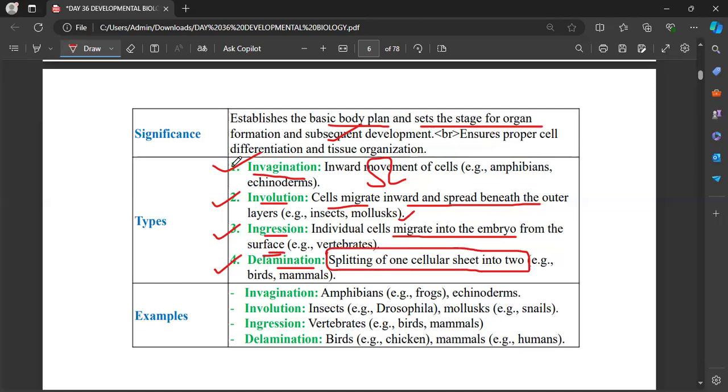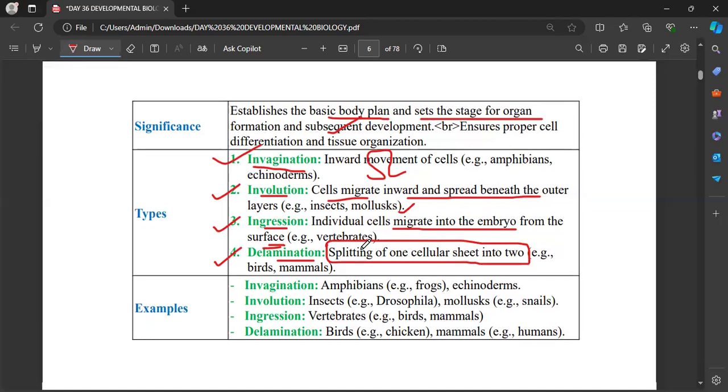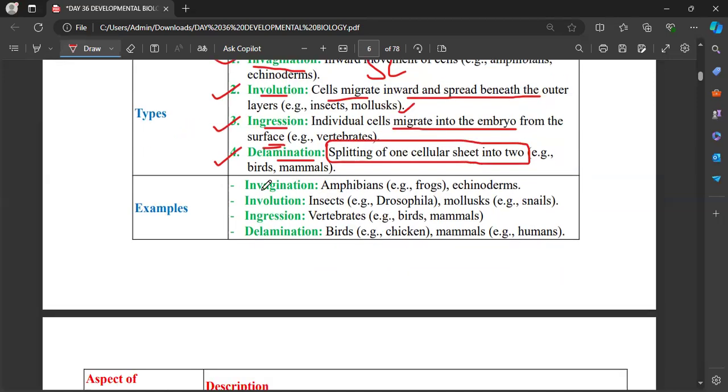For all these terminologies, when you listen to the developmental biology class, I hope the sir showed the diagram. You have to go through the picture and remember accordingly. Only then can you not forget. So all these words you have to go through with the picture, which is there in the PPT.